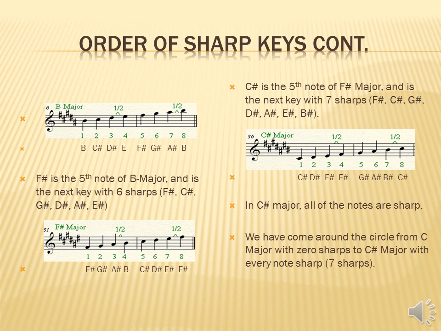We left off with B major with five sharps, F sharp, C sharp, G sharp, D sharp, and A sharp. F sharp is the fifth note of B major and is the next key with six sharps, F sharp, C sharp, G sharp, D sharp, A sharp, and E sharp. C sharp is the fifth note of F sharp major and is the next key with seven sharps, F sharp, C sharp, G sharp, D sharp, A sharp, E sharp, and B sharp.